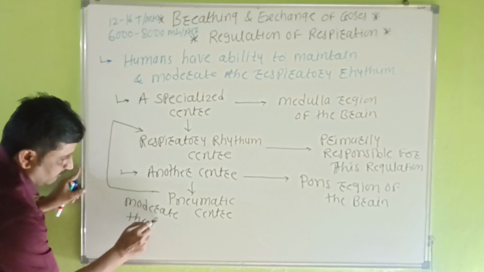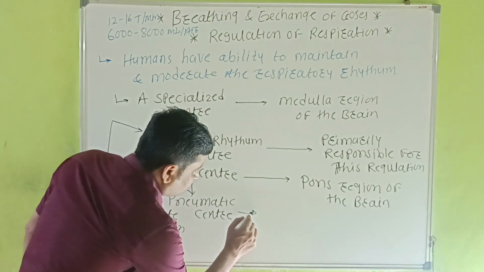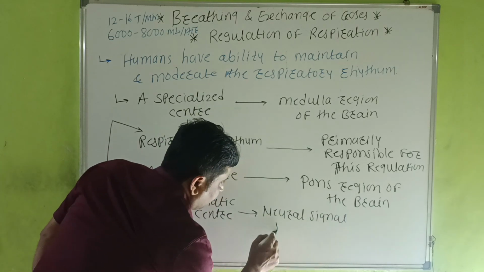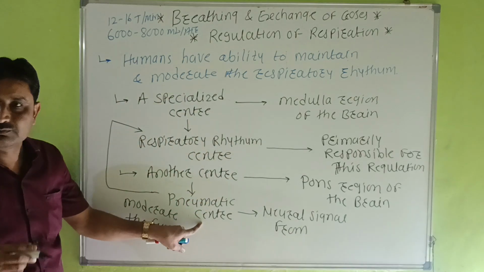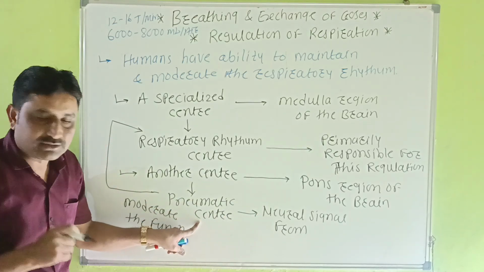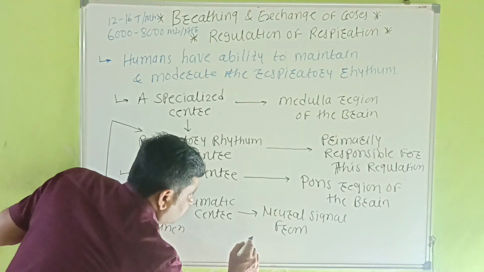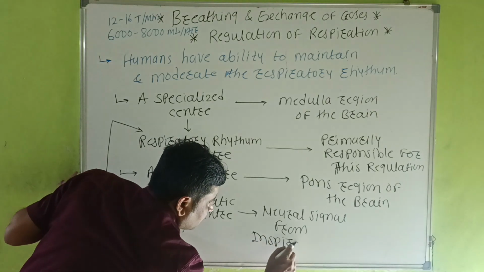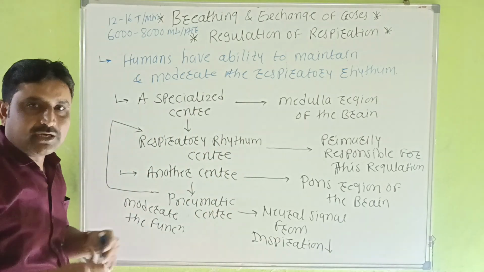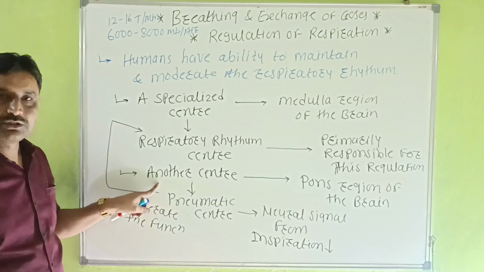This pneumatic center can moderate the function of respiratory rhythm center. मतलब neural signal from this center, न्यूमेटिक सेंटर क्या करते हैं? न्यूरल सिग्नल फ्रॉम दिस न्यूमेटिक सेंटर क्या करते हैं? Give the signal to the respiratory rhythm center and then inspiration decreases. Then क्या होता है? Inspiration decreases and ultimately the rate of respiration is changed or rate of respiration become normal. So this is another center.